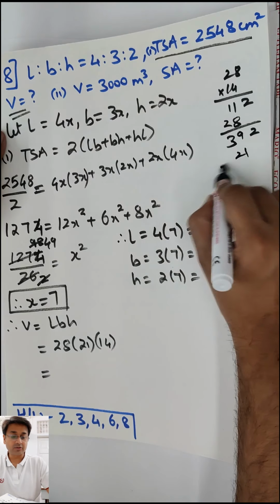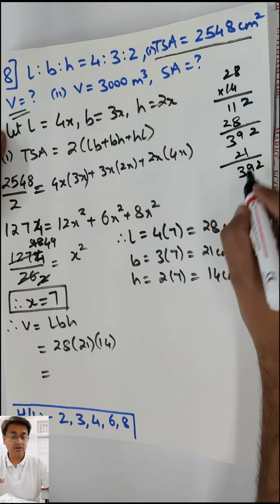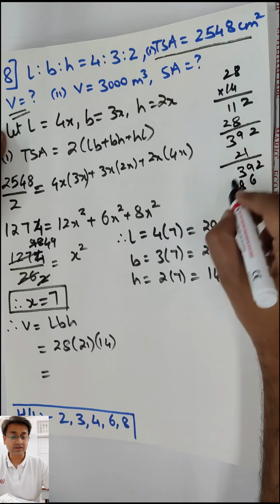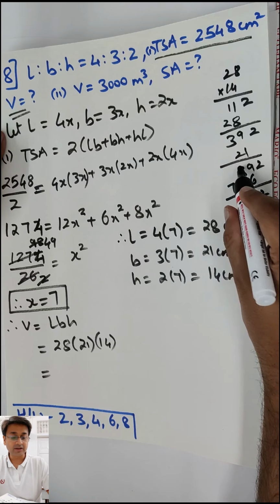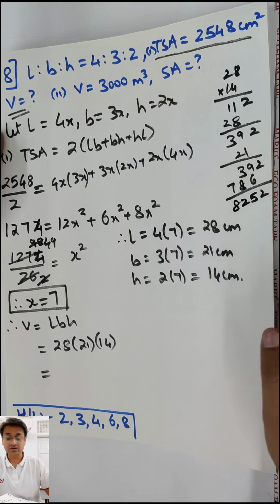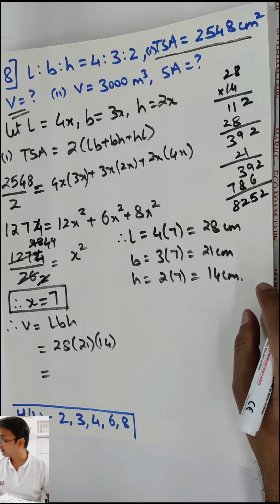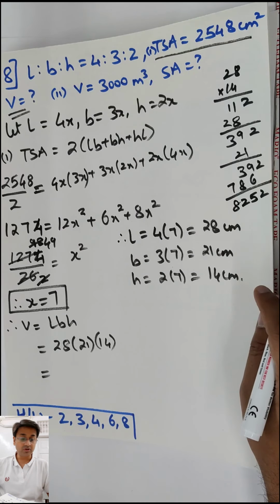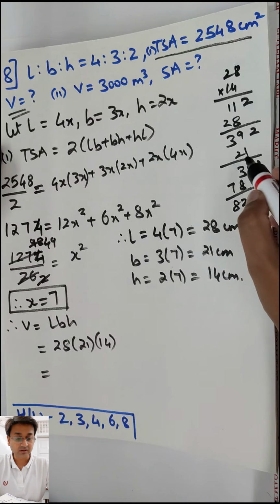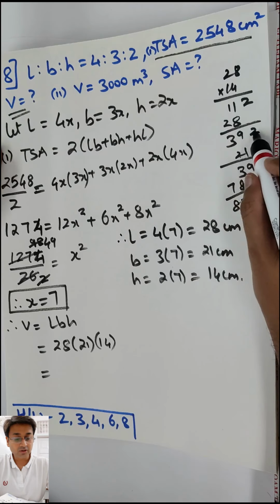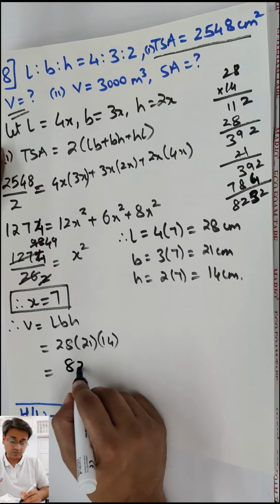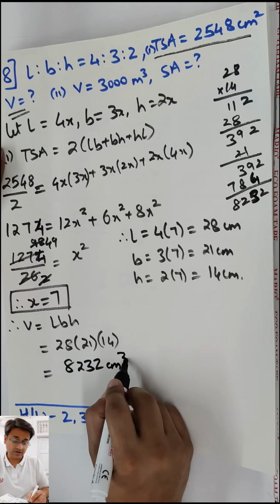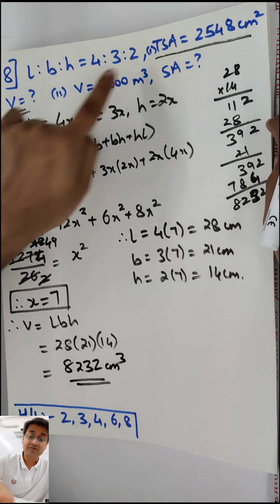Now multiplied by 21. So 2 9 3. 3 2s are 6. 18. 6 and 1 7. So 2 4 15. 8 9 10 11 12 and 8. So I get 8 2 5 2. Am I correct? 8 2 5 2. 8 2 3 2 they said. So something is wrong here. Oh yeah, 2 2s are should have been 4. So it's 8 2 3 2 centimeter cube. That is just the first part we did.